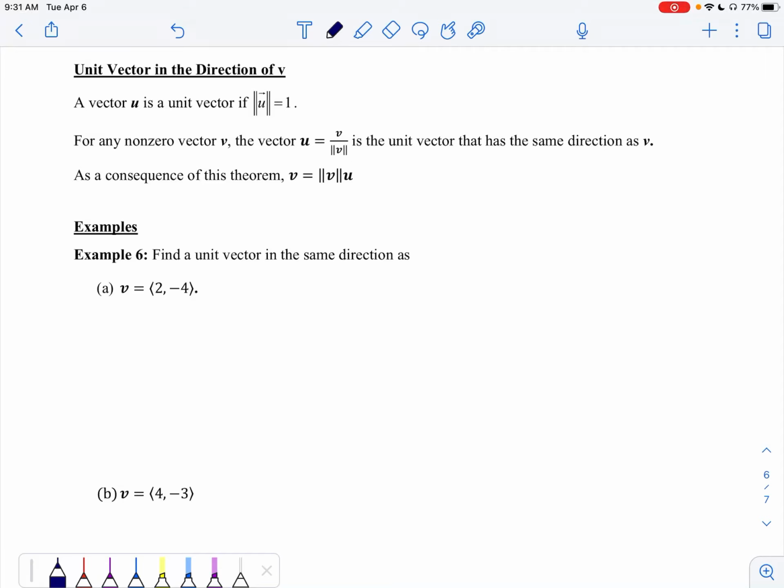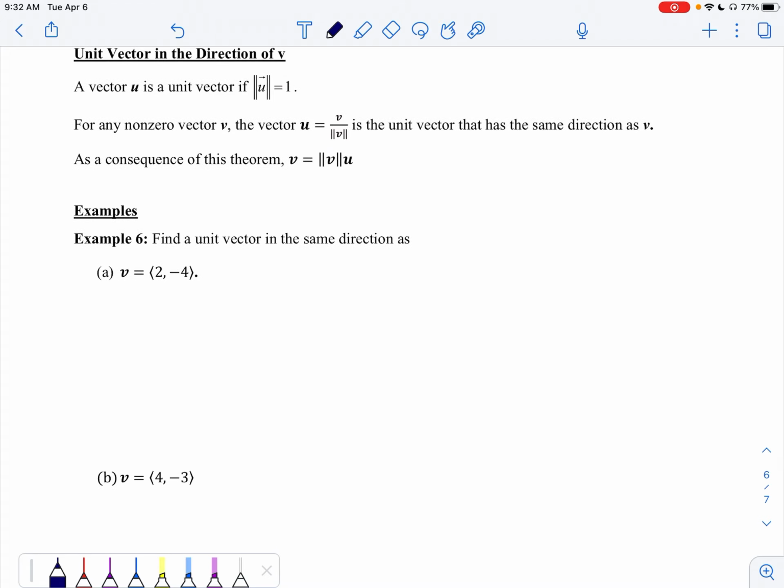All right, so the last thing we're going to look at with vectors is finding a unit vector in the direction of v. Just to remind you, a unit vector is a vector that has a magnitude or a length of 1. If we have a vector v and we want to find a unit vector in the same direction as that vector v, then basically we take the vector v and we divide it by its magnitude. What this does is it makes it have the same direction as it did originally, but by dividing out its magnitude, you're going to be left with a magnitude of 1.